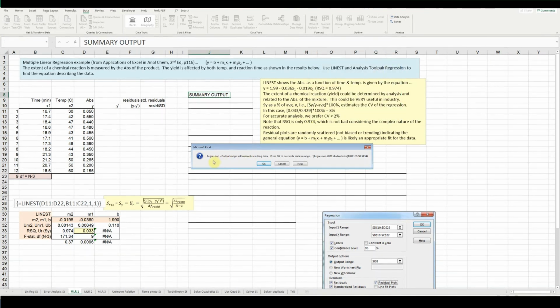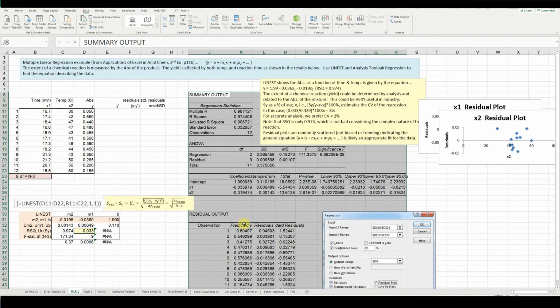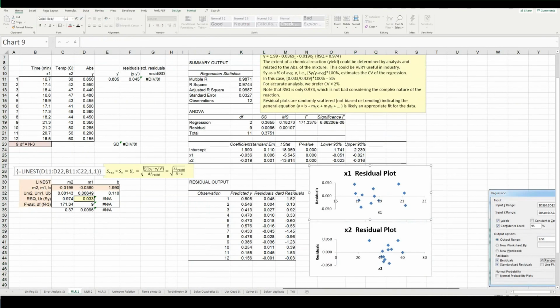It says it will overwrite existing data. That's fine. And there it is. Let me clean it up a bit and then we'll take a look at it. All right, so I've got rid of a few decimal places here. There's our R value, R squared, and the adjusted R, which is the appropriate value to use for multiple regression. Notice we have 12 observations.